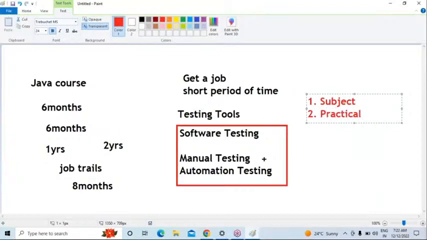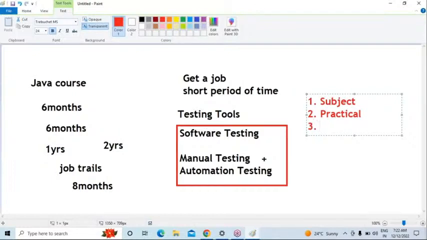And we require practical knowledge. We are going to give some assignments on a daily basis, and we are doing the practicals in real time. How the testing is carried out, I will show you from starting to ending. You need not worry about it.